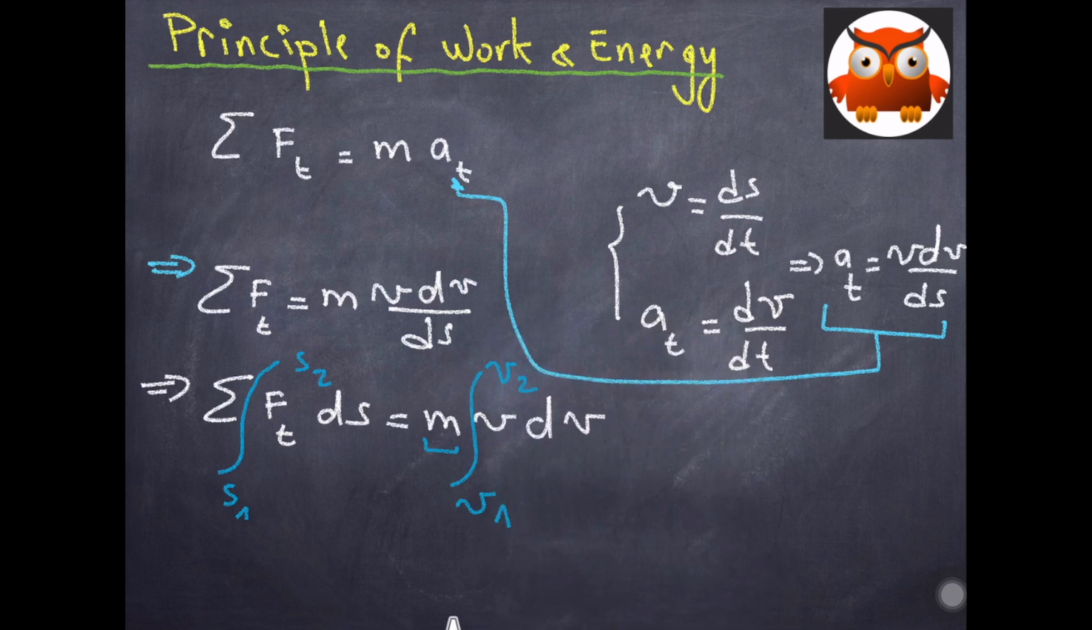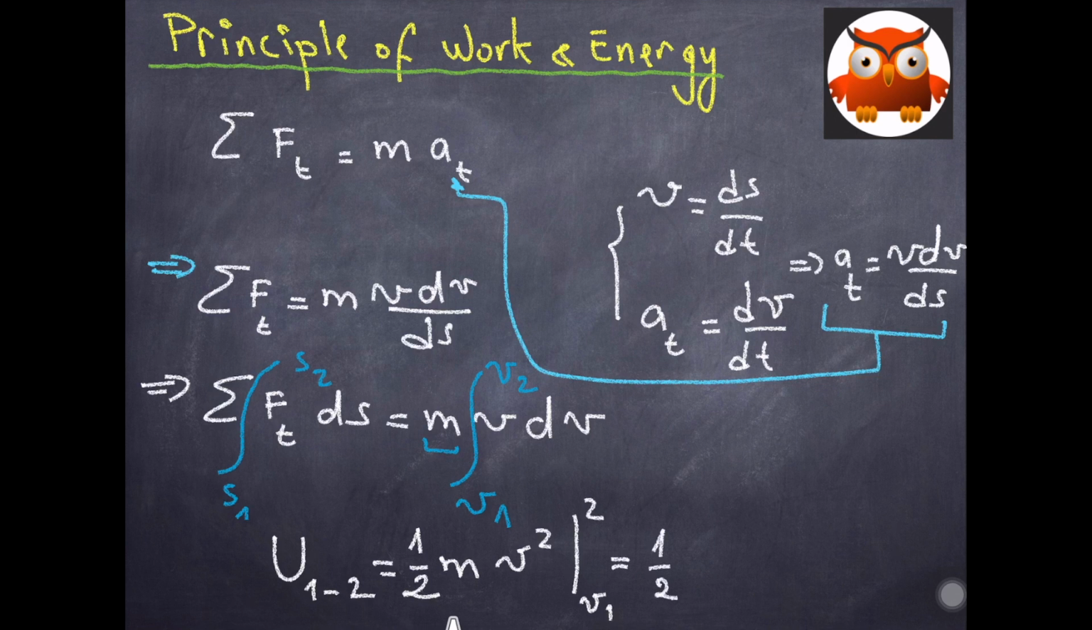Now let's evaluate this integral. If you look here, we have the integral of F ds. This is very easy for us. We know that it represents the work done by the tangential forces, by all tangential forces, to bring the particle from position 1 to position 2. Now we can put the mass here. What is the integral of v dv? We know that the integral of x dx is half x squared. So we can put here half v squared between v1 and v2. And this gives me half the mass times v2 squared minus v1 squared.